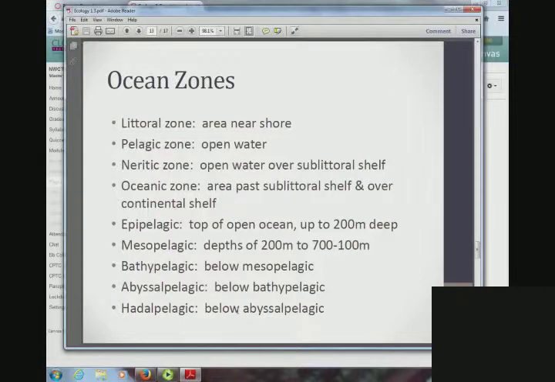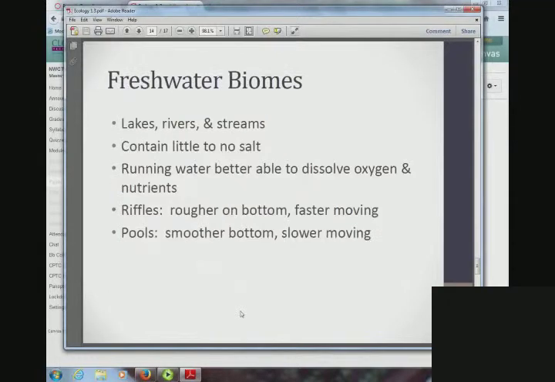The epipelagic is at the top of the ocean. This is up to 200 meters deep. The mesopelagic is going to be a little bit deeper. They run from depths from 200 to around 700 to 1,000 meters deep. The bathypelagic is going to be below the mesopelagic, and then the abyssal pelagic is below the bathypelagic, and the hadopelagic is below the abyssal pelagic.